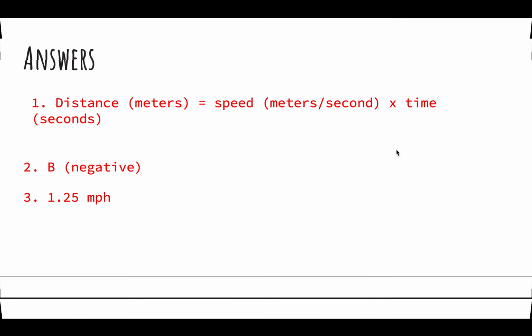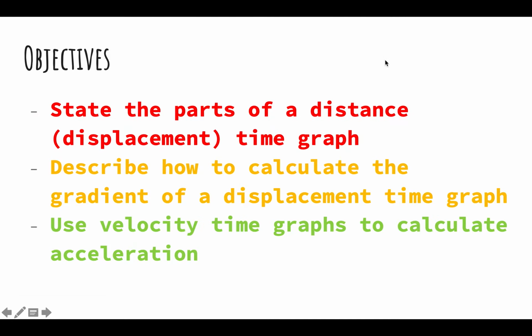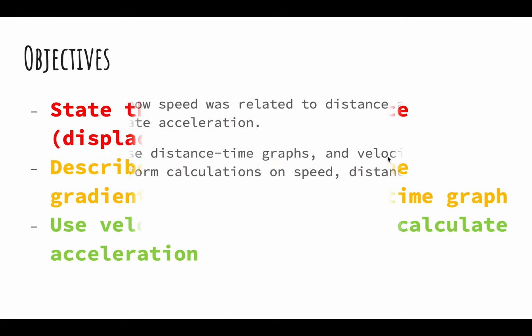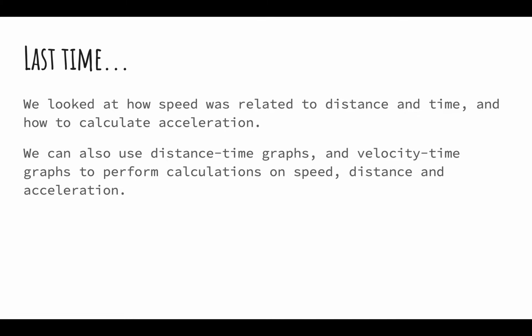So what we're going to look at today: we're going to state the parts of a distance or displacement time graph. We're going to describe how to calculate the gradient of a displacement time graph, and we're going to use velocity time graphs to calculate acceleration. Last time we looked at how speed was related to distance and time and how to calculate acceleration. We can also use distance time graphs and velocity time graphs to perform calculations with regards to speed, distance, and acceleration. So that's what we're going to look at.